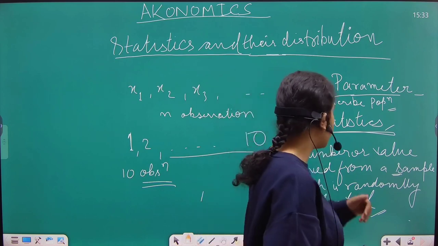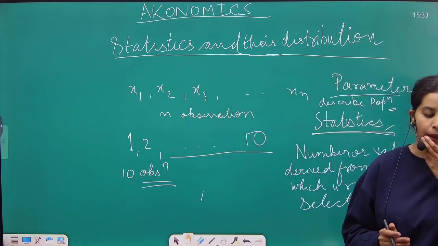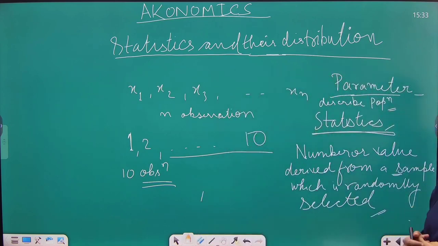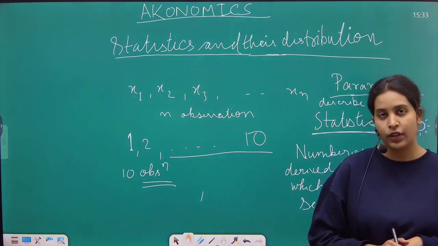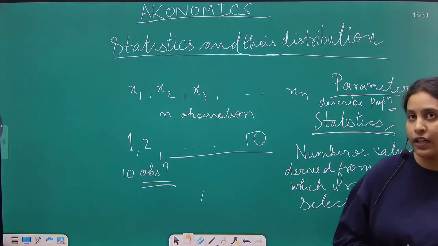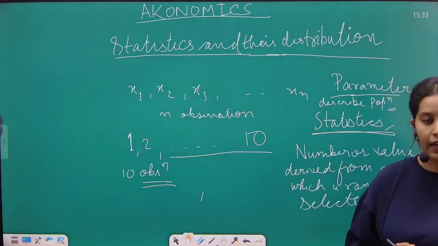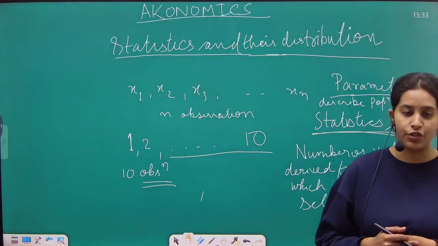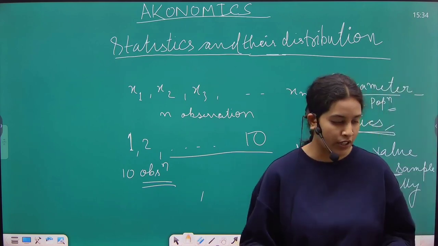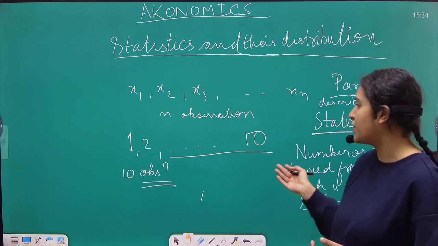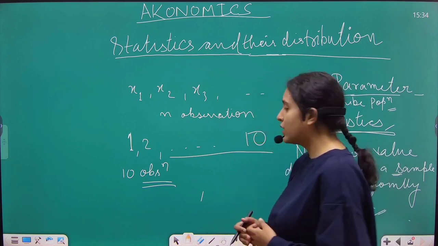Since statistics is calculated from a random sample, anything which is randomly selected and calculated from a random sample will have a probability. If it has a probability, it will have a probability distribution, with which we can calculate the possibility of other variables which will lie in that value.